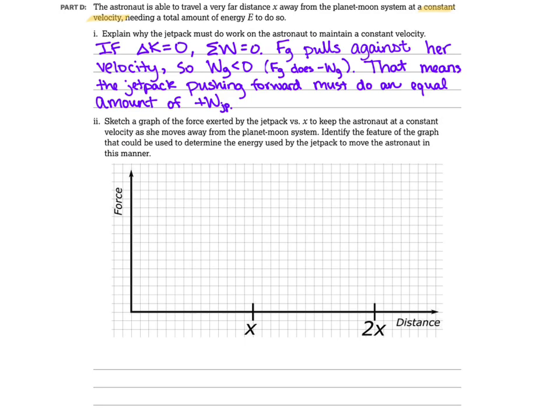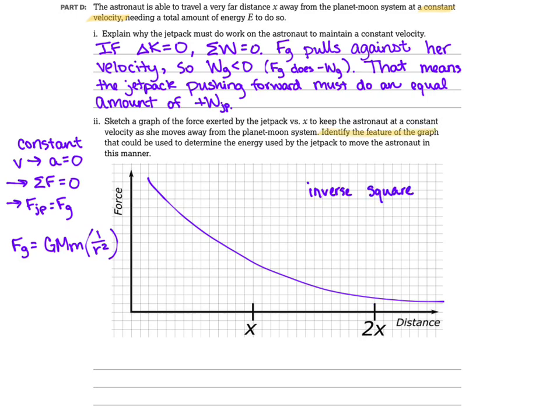Speaking of work, they've made us make a force versus distance graph. To figure out what the force of the jetpack is, I hope that even if you mess this up, you would still get the right shape. The force of the jetpack ends up being balanced with the force of gravity, so those two forces are equal. Essentially, I'm just graphing the force of gravity, which I know the equation for. It's GMm over r squared.